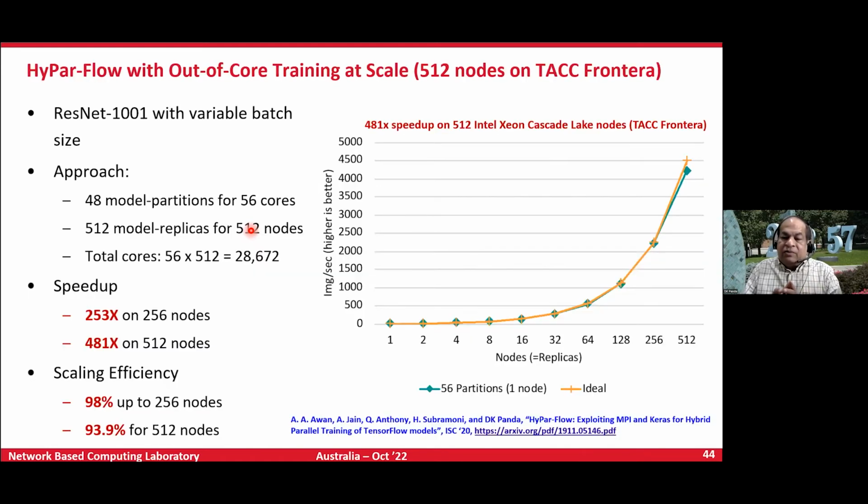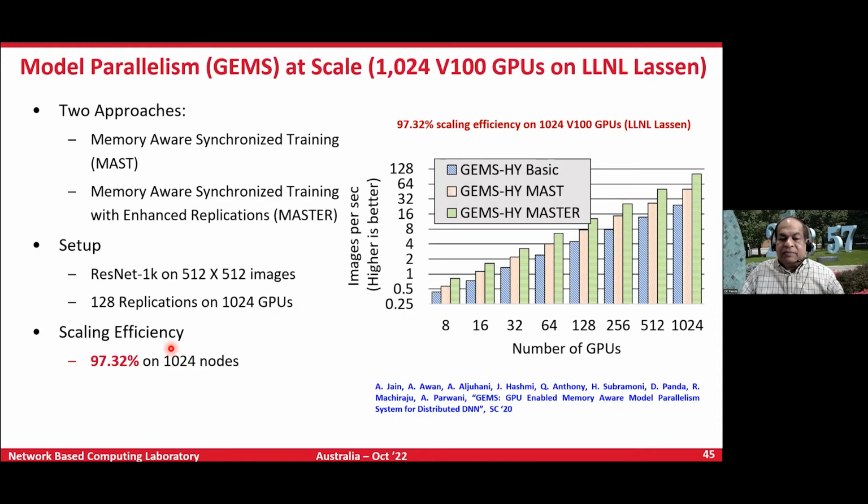Then, these days the model sizes are increasing. If you take something like ResNet-1001, sometimes these don't fit within the GPU memory. We call it out-of-core. So we are trying to provide that kind of out-of-core training with a newer framework called hybrid parallelism, with both data parallelism as well as model parallelism. We presented this at ISC 20. Here you can see we get very good performance. On 512 nodes, we are able to give a 481x speedup with very good scaling efficiency.